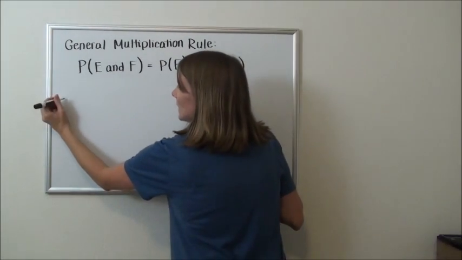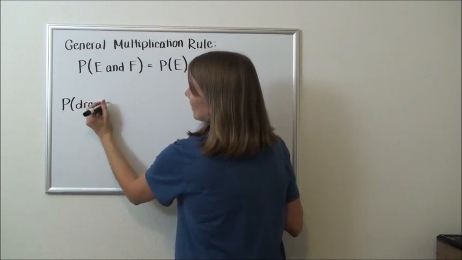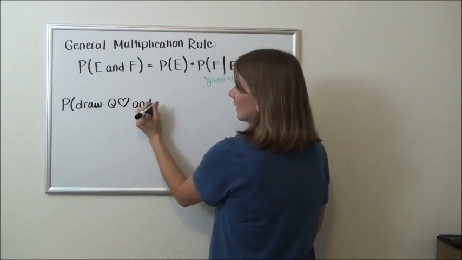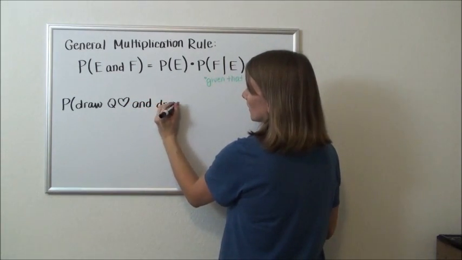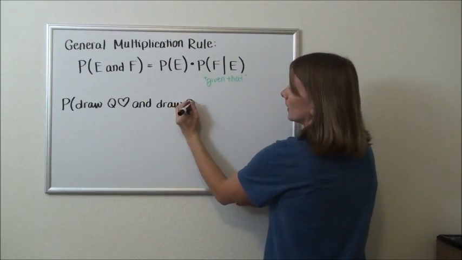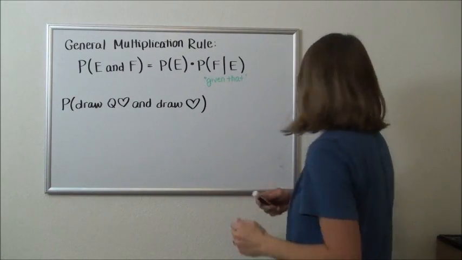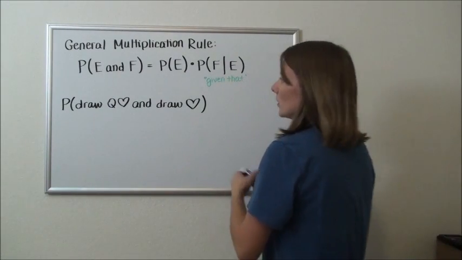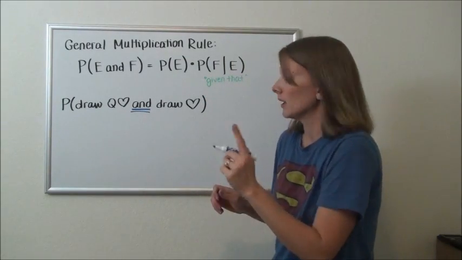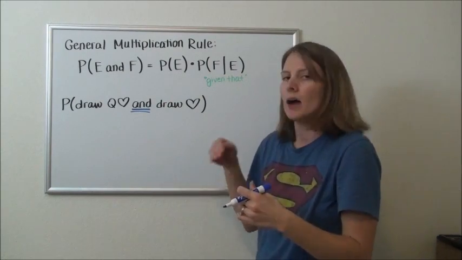So let's look at the probability that I draw the Queen of Hearts, and then I draw, what do I want to do? Draw a heart. And I'm going to start truncating this with some symbols instead of writing it all out. But again, the key word here that we want to highlight is that word "and" always means we're going to multiply. But let's go into this one assuming that I'm not replacing the card.